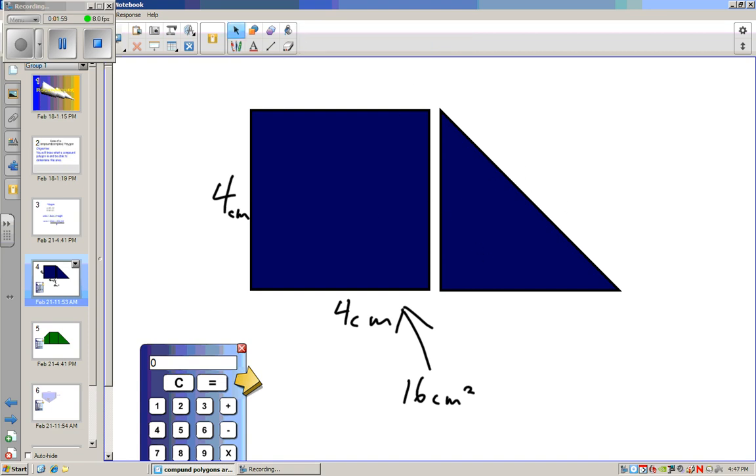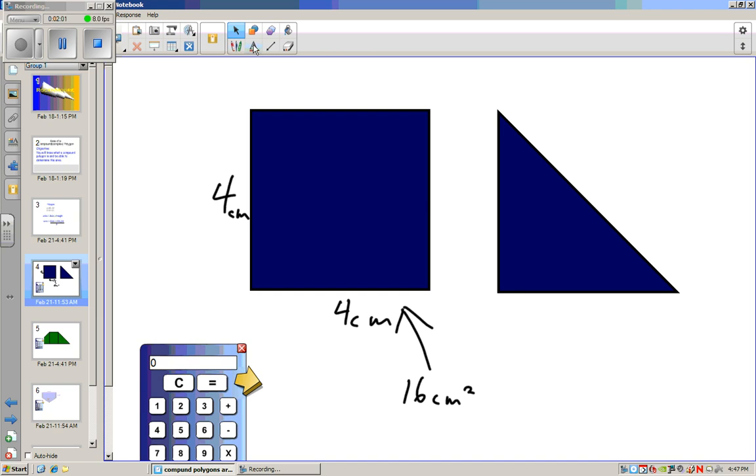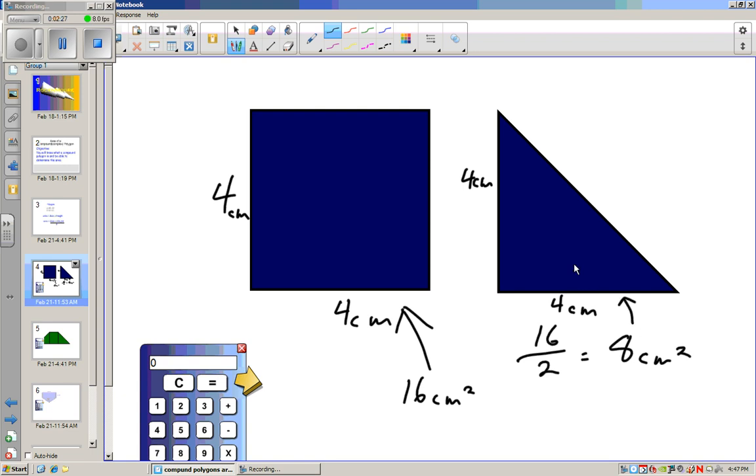I'm sorry, I'm going to move the triangle over a little bit. So we know this height is also going to be 4 centimeters, and then we know this base is going to be 4 centimeters too, just because I did make them the same. Well, how do we figure out the area of a triangle? Well, it's base times height and then divided by 2. Well, 4 times 4 is 16, and then 16 divided by 2 equals 8. And so now I know the area of the triangle is 8 square centimeters.